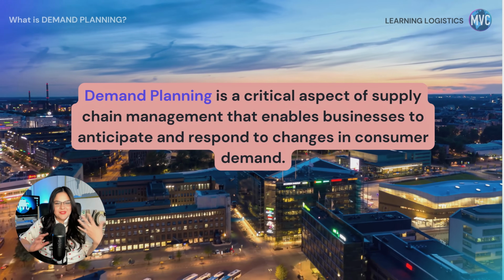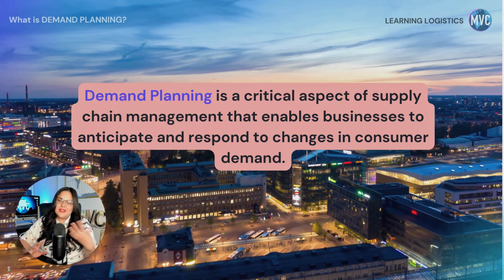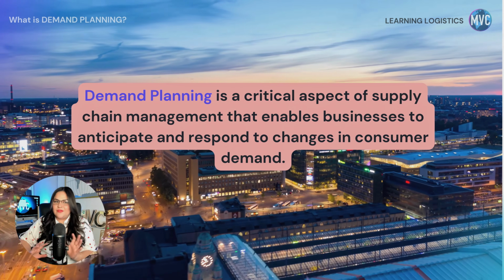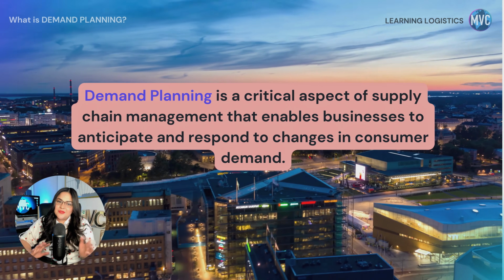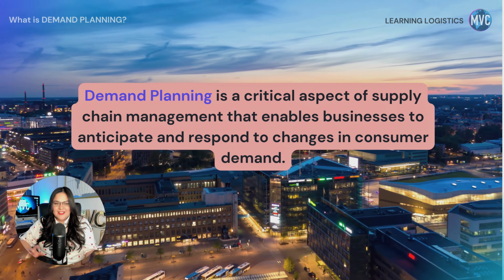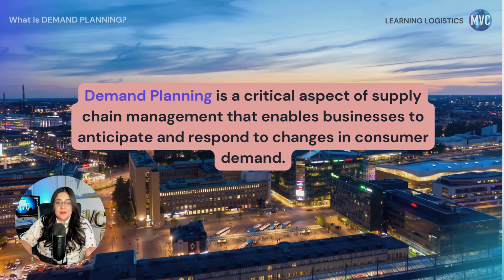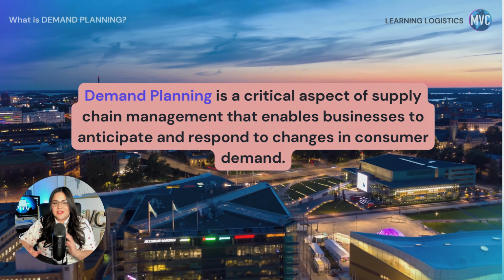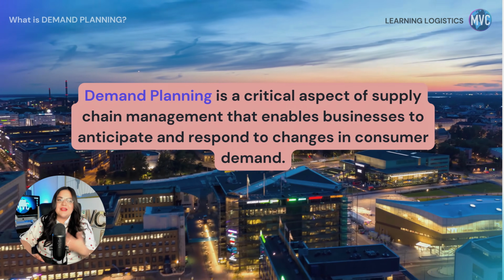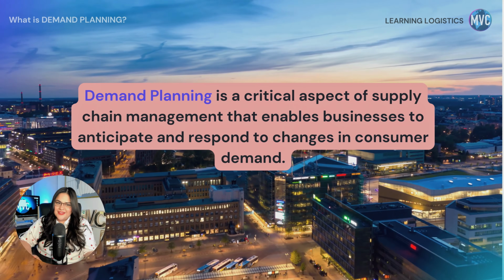Well, I hope you really enjoyed some of those examples of what companies' demand planning processes look like. But I do want to make a very important point: demand planning is a critical aspect of supply chain management that enables businesses like Amazon, Zara, Coca-Cola, and others to anticipate and respond to changes in consumer demand. By implementing effective demand planning strategies and processes, businesses can help themselves to optimize their inventory levels, to reduce waste, and to improve their bottom line.